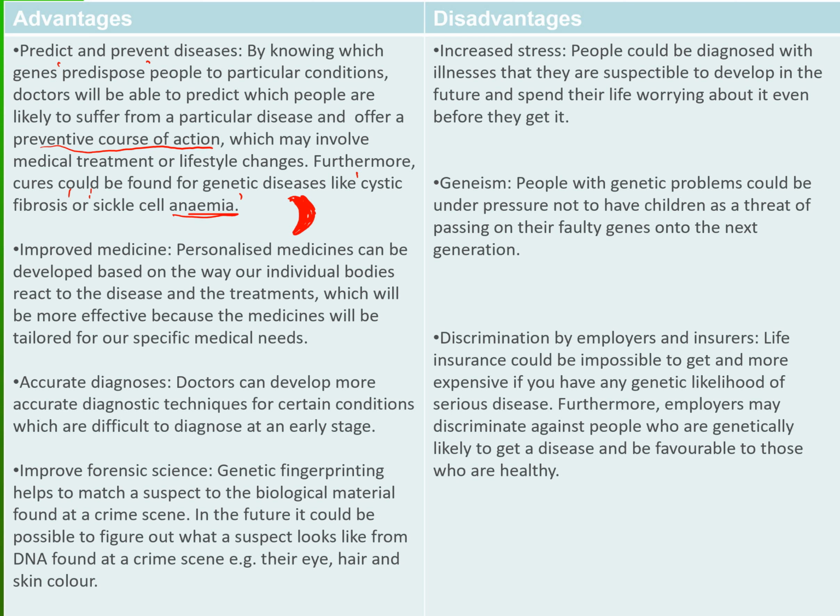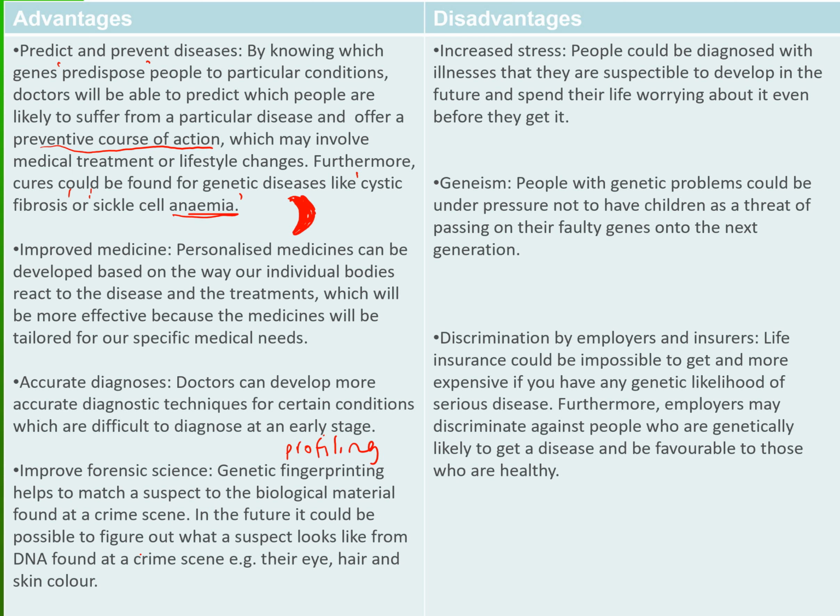Another advantage, improved medicines. Personalised medicines can be developed based on the way our individual bodies react to the disease and the treatments, which will be more effective because these medicines will be tailored for our specific medical needs. Accurate diagnoses. Doctors can develop more accurate diagnostic techniques for certain conditions which are difficult to diagnose at an early stage. And it can also help us improve forensic science because genetic fingerprinting, or profiling, as WJEC prefer to call it, helps us to match suspects to biological material found at crime scenes.